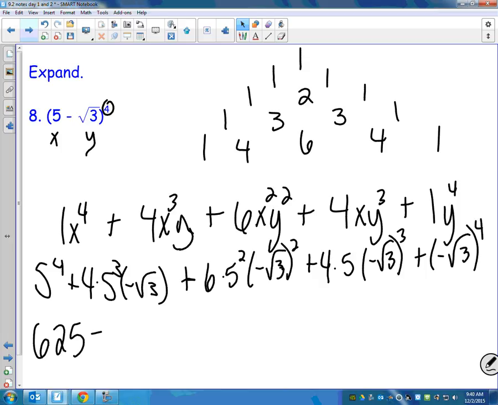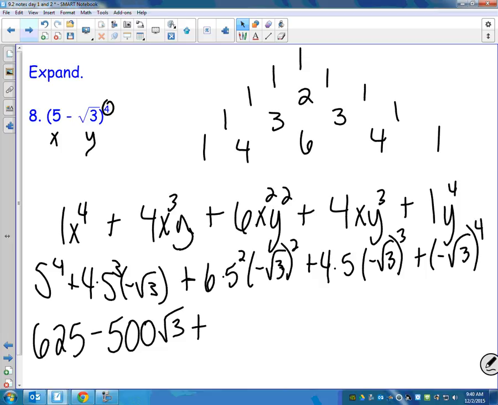And then I'm just going to multiply 4 times 5 to the third, which is 4 times 125. Yeah, because it's just like negative 1, right? So you just bring that negative to the front. But then the next one should be positive, because negative square root of 3 squared would be a positive number.